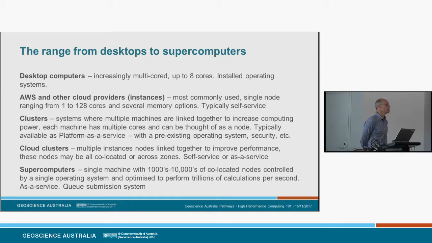Then finally, we get to the supercomputers. And this is where we talk about the NCI. With supercomputers, you have a single machine, and you have thousands to tens of thousands of co-located nodes. So lots and lots of processors. They're controlled by a single operating system, and they are optimized to perform lots and lots of calculations every second. One of the downsides to these types of systems is that you have to submit your jobs in a queue, which means you don't get to run your job at that time. We'll talk a little bit about that later.